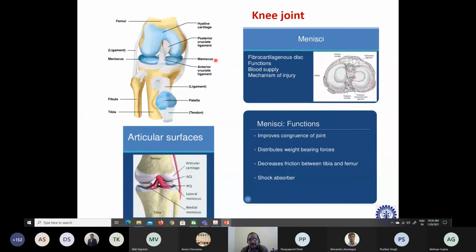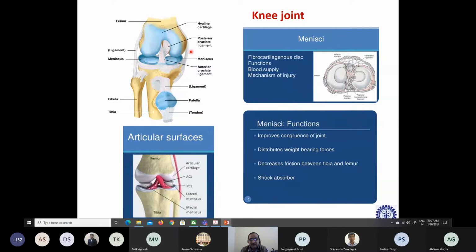Now, I have discussed earlier how this knee joint is held together stably. The stability of the knee joint is maintained by the ligaments. The major ligaments present in the knee joint are the collateral ligaments on the two sides. You have the lateral collateral ligament and the medial collateral ligament on the two sides. I have also shown you the models of that.